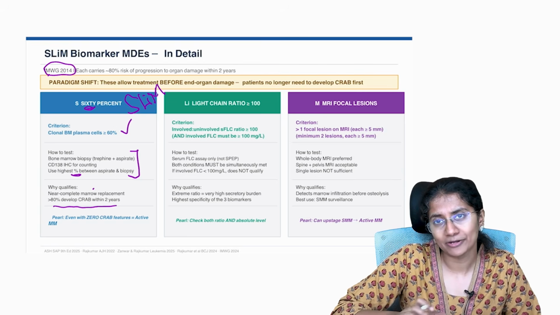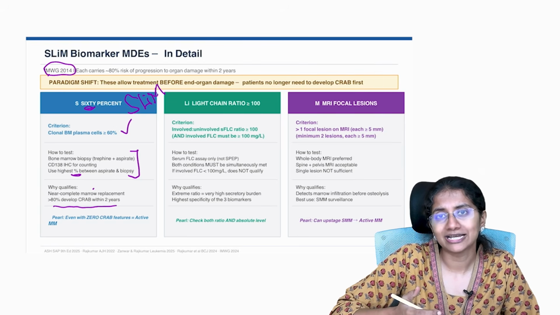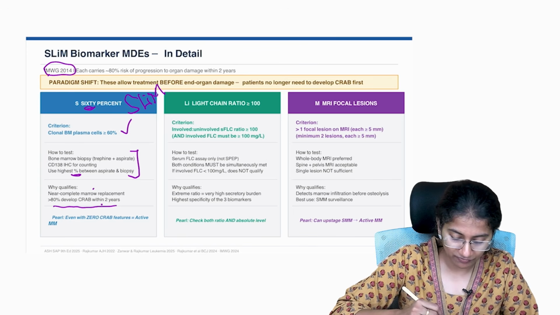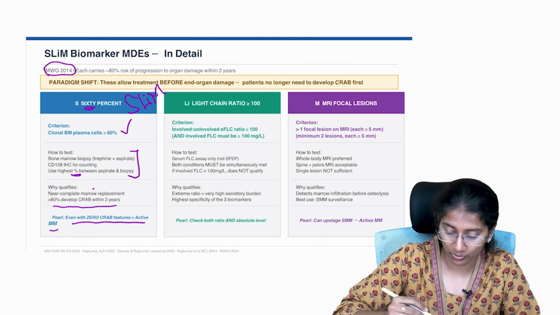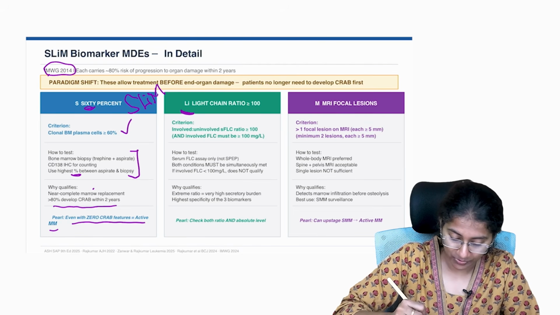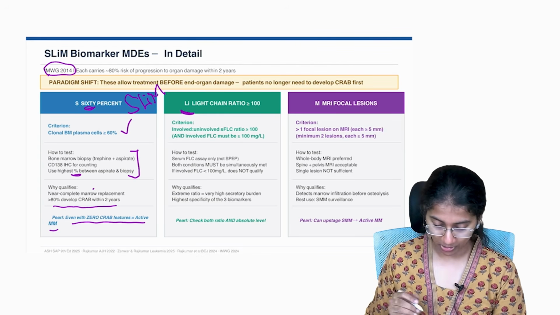So when the biopsy shows complete replacement with plasma cells, and in the aspirate you see more than 60% plasma cells, then we go with the SLiM criteria. Yes, even with zero CRAB features, it is called active multiple myeloma. So Li, okay, even with zero CRAB features, is active myeloma.